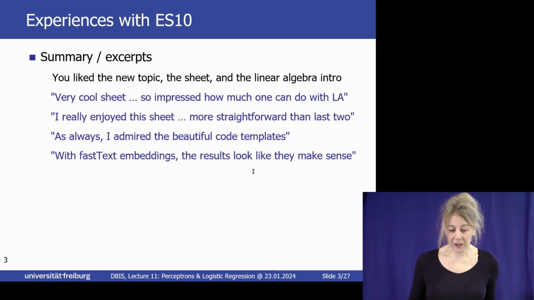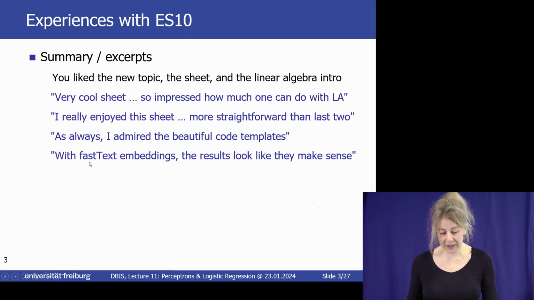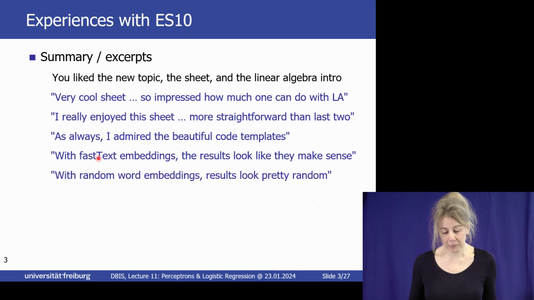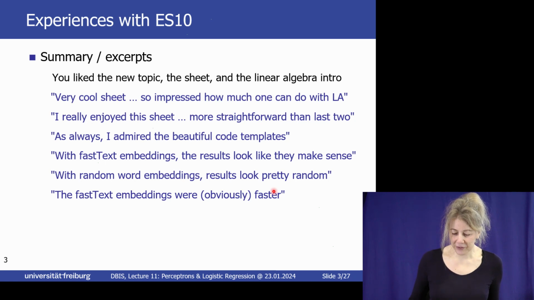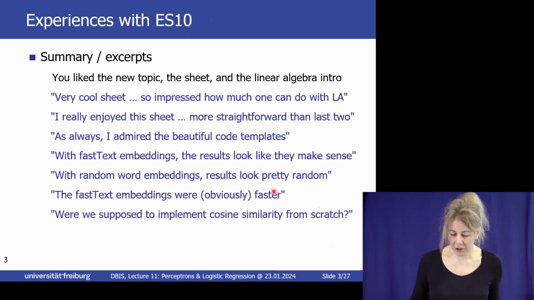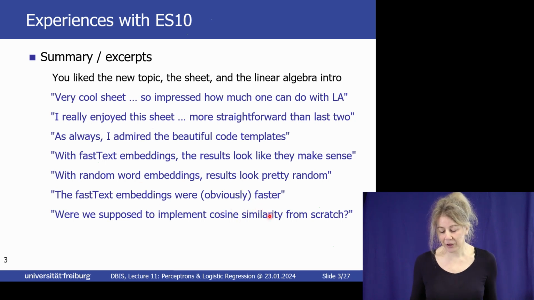Thank you. So with fastText embeddings, as I said, we didn't compute them, we just gave them to you. They're from Facebook. Results look like they make sense; with random word embeddings they look random, mostly, but not always. I just explained it. Were fastText embeddings faster? I don't think so. They were not faster than the random embeddings, right? They are faster than exercise 1, maybe, but I'm not sure about that. In the lecture, I just used torch cosine similarity for the exercise sheet.